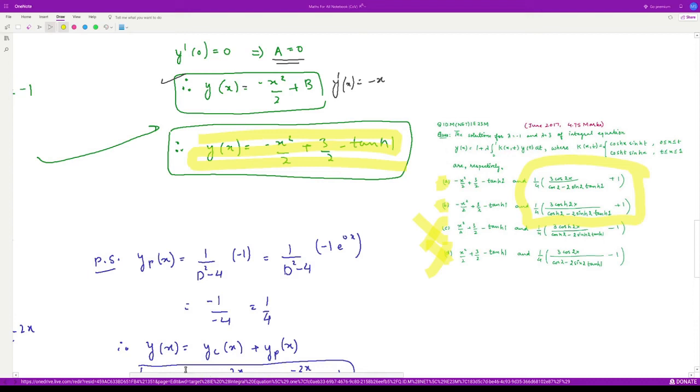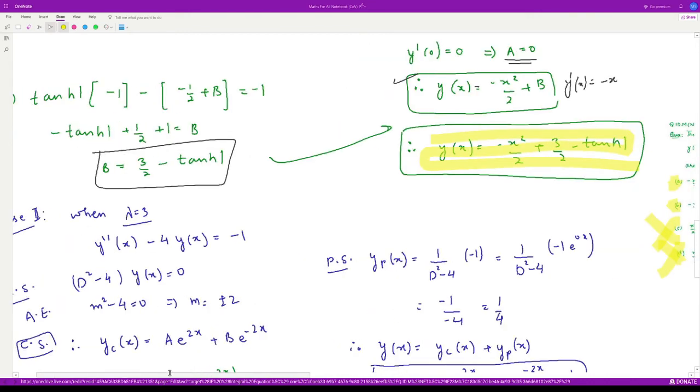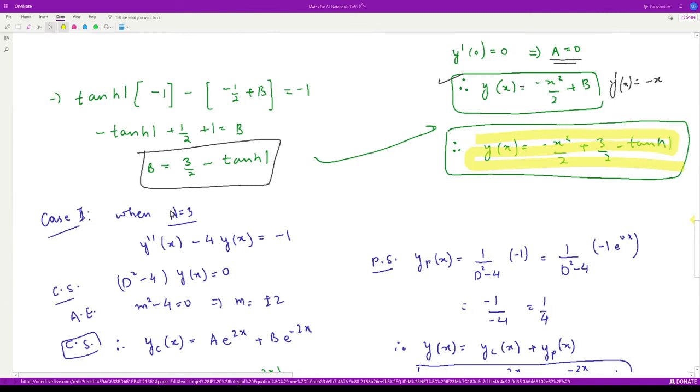So let us check the solution when lambda is equal to 3. Case 2, when lambda is equal to 3. Our differential equation now becomes y''(x) - 4y(x) = -1. So this is again a non-homogeneous equation. So how do we solve such equations?